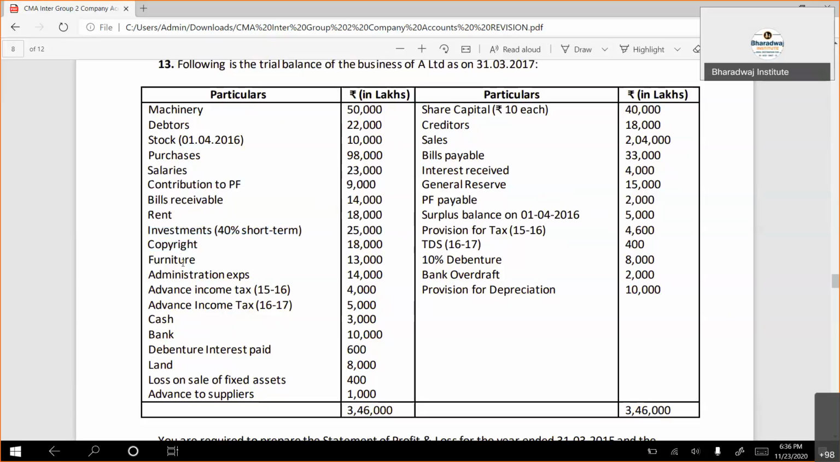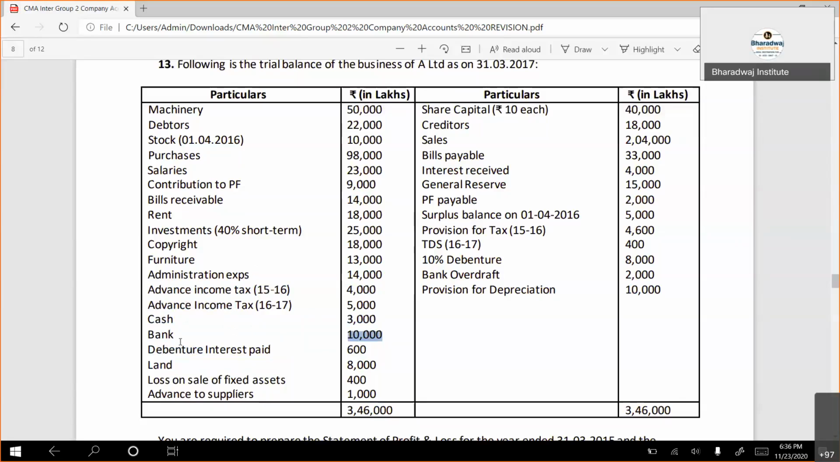Tangible, intangible. Furniture, where will it come? Furniture will come under non-current asset, fixed asset. Administrative expenses will come in other expenses. Advance income tax will come in the balance sheet. This current year will come in the balance sheet. Last year income tax will be adjusted with the tax payable. Then cash and bank will come in cash and cash equivalent.